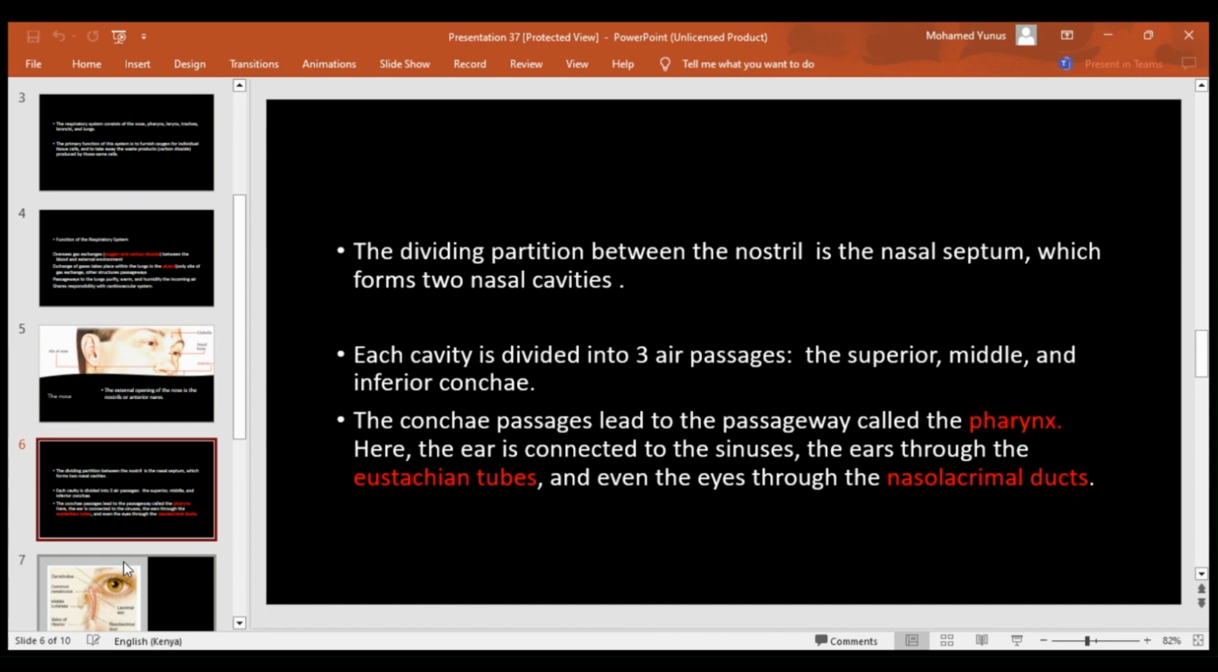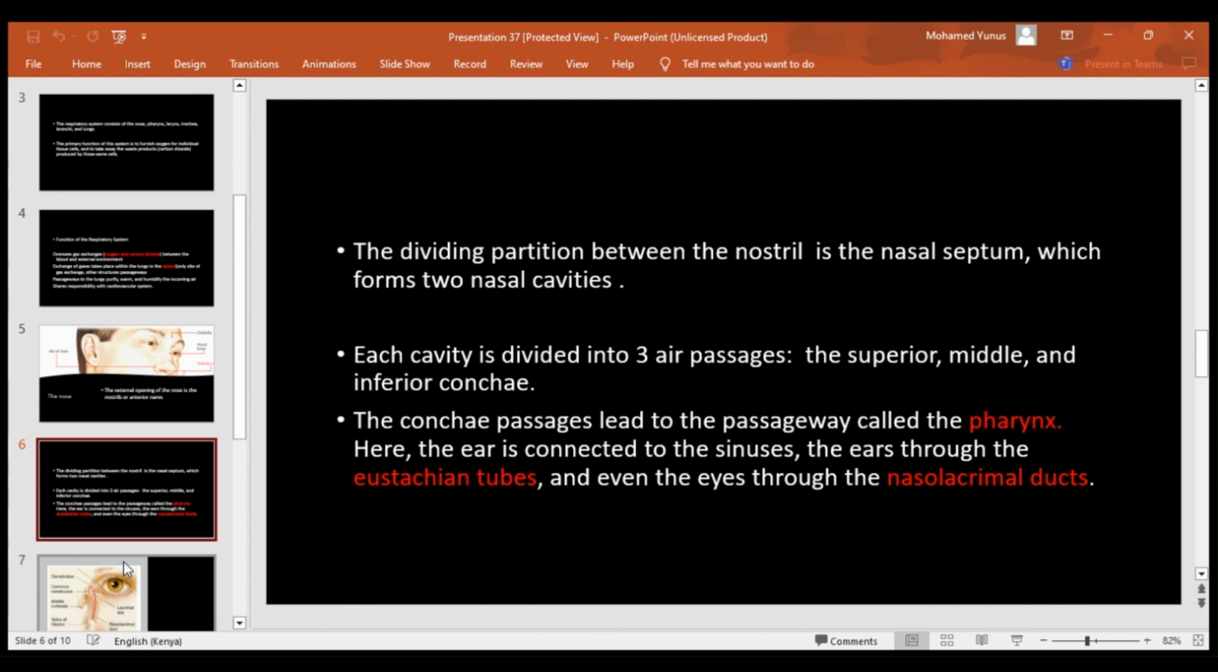Each cavity is divided into three. We have the superior conchae, the middle conchae, and the inferior conchae. The right portion of the nose is divided into three: the superior, the middle, and the inferior conchae. And the left side of the nose is also divided into the superior, the middle, and the inferior conchae. The conchae passages lead to the passageway called the pharynx.